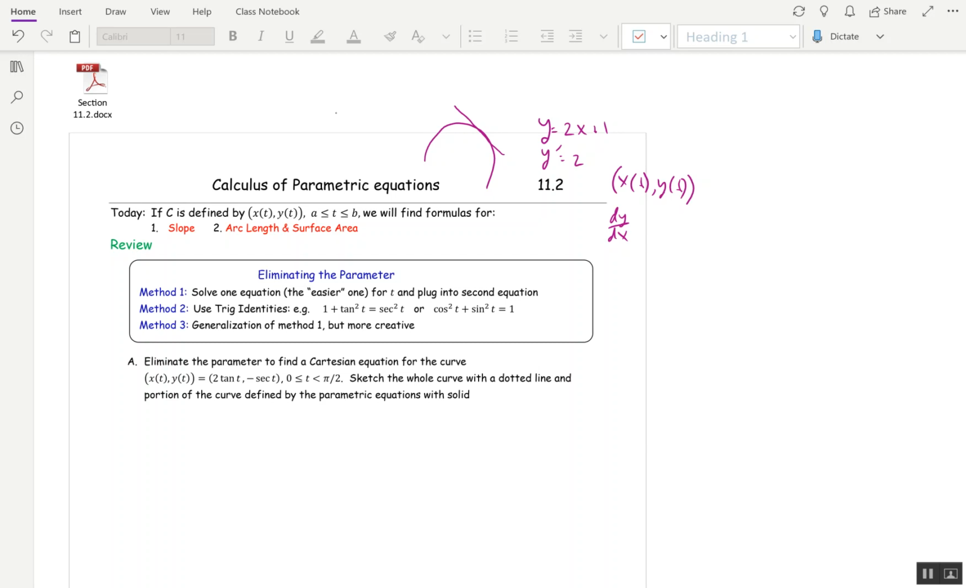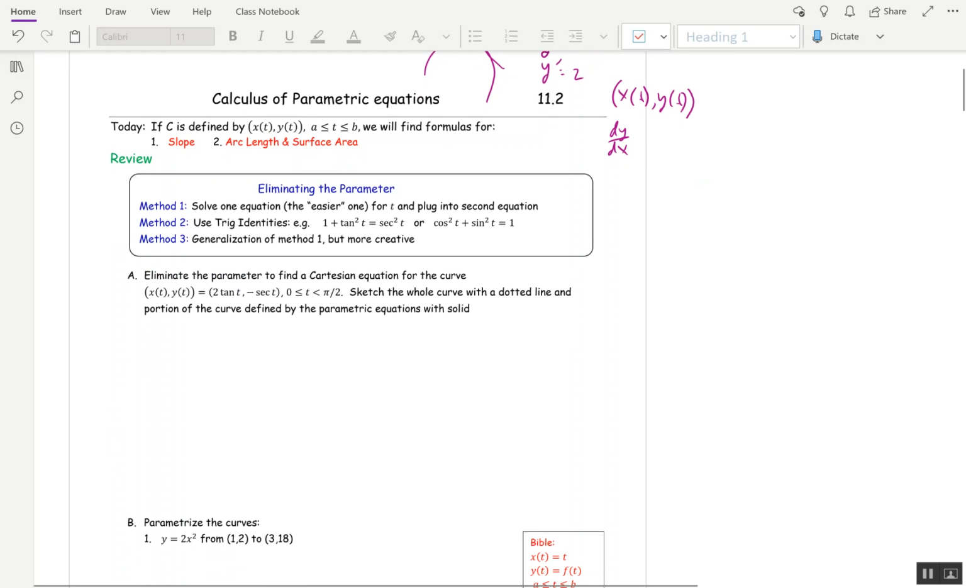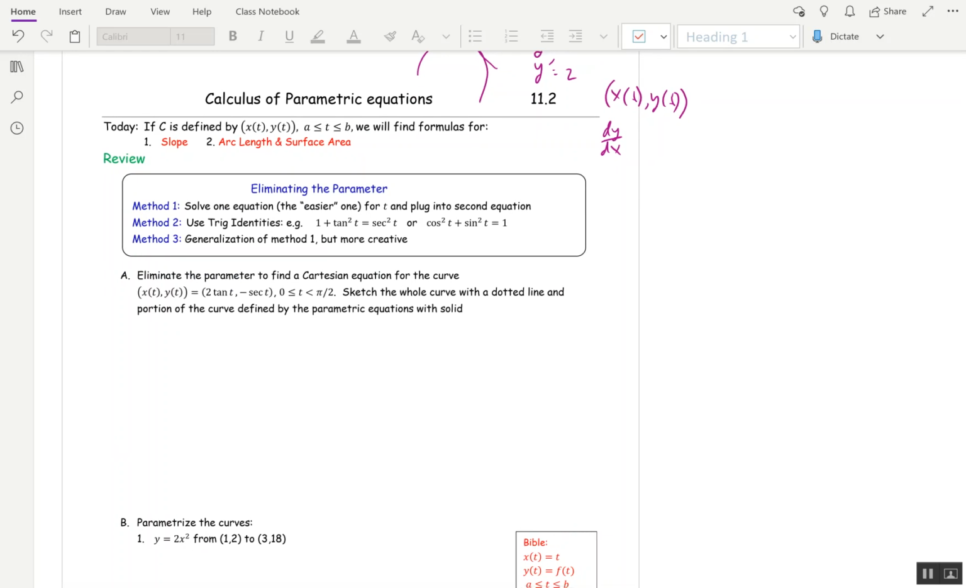But first, let's do a little bit of review on eliminating the parameter, and then going the other direction, how to parameterize a curve. So this whole first page is review from section 11.1. This is just a reminder of the methods for eliminating the parameter. So if we have this curve here, clearly method 2 is the one we want to use, trig identities.